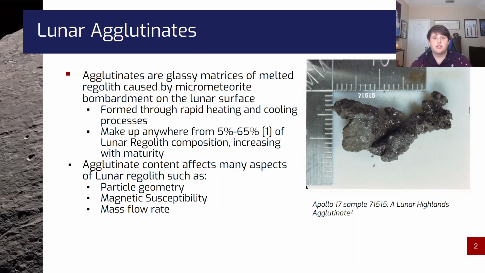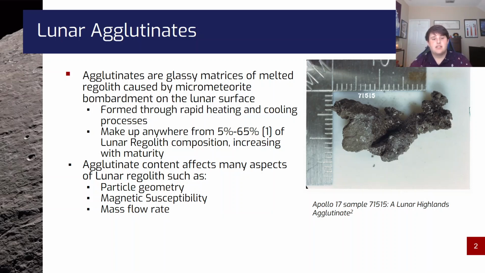This is a lunar highlands agglutinate and shows just how weird the shapes of the agglutinates are and how it changes the properties of the regolith. These agglutinates make up anywhere from 5% to 65% of the lunar regolith composition, increasing with maturity. So a younger soil would have somewhere from 5 to 20%, and the oldest soils have about 65% agglutinate content.